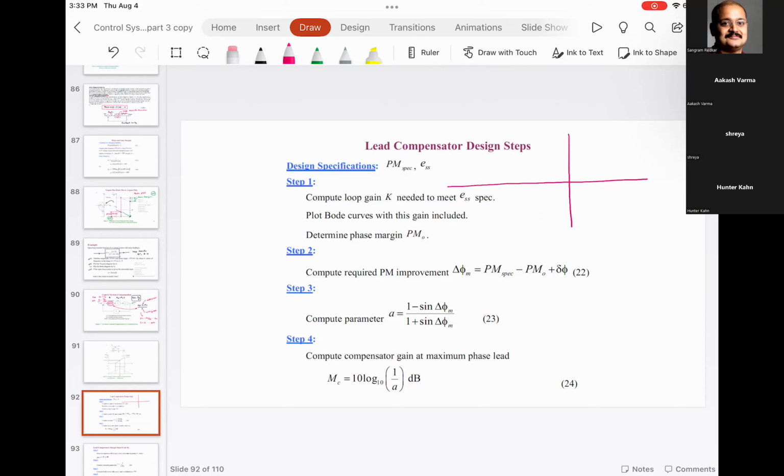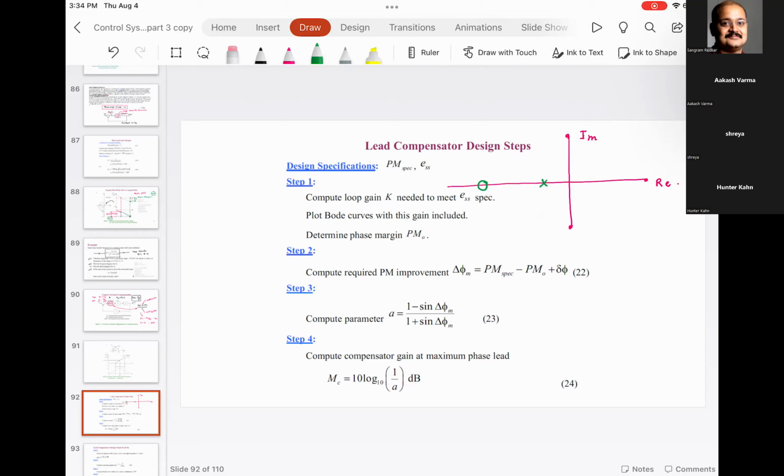Lead compensator. So this is your imaginary axis. This is sort of the pole zero diagram. So this is imaginary, this is real. Are you with me? And you design this compensator. What I'm going to do is, on this imaginary and real diagram, plot the pole of the compensator and the zero of the compensator.